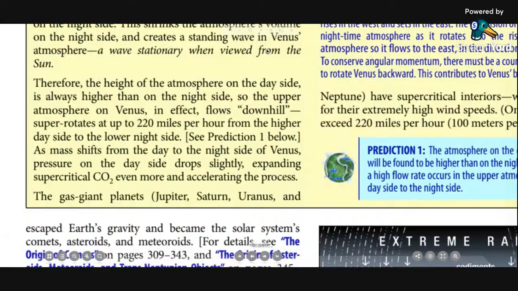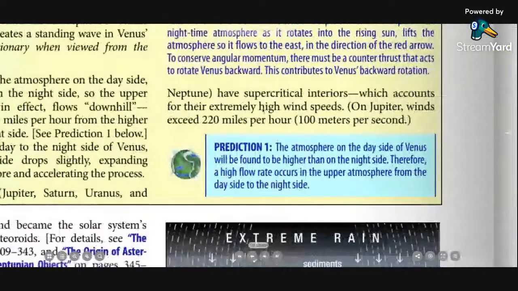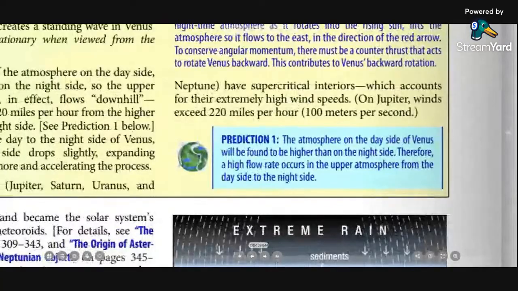Therefore, the height of the atmosphere on the day side is always higher than on the night side. So the upper atmosphere of Venus in effect flows downhill, super rotates at up to 220 miles per hour from the higher day side to the lower night side. See prediction 1 below. Prediction 1. The atmosphere on the day side of Venus will be found to be higher than on the night side.